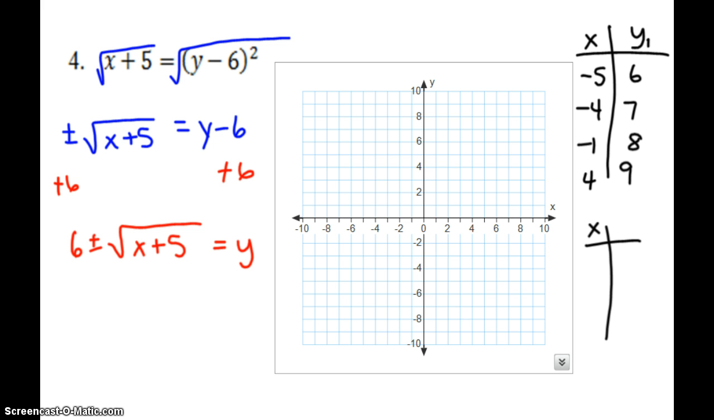Now we need the bottom half. So this is our second y values. Use the same exact x values you used in the previous table. Okay, so 6, 5, 4, and 3. Alright, so now it's our job to graph those.